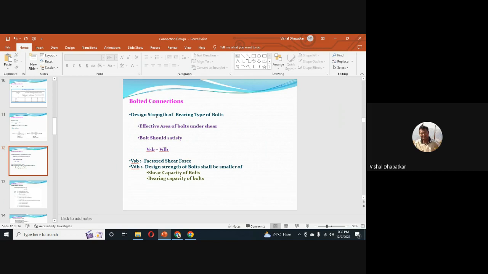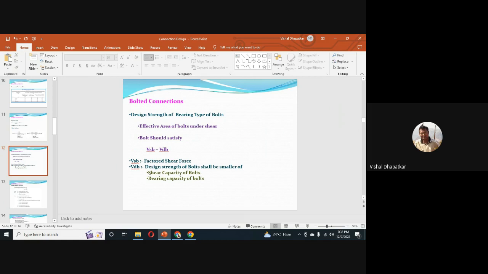Now the design strength of a bearing type bolt. First is the effective area of the bolt under shear, right? The bolt should satisfy VSB less than or equal to VDB. VSB is the factored shear force. This is the force which is generated during the analysis. Once you apply all the loadings and all combinations, there will be some force in the member. That is VSB. Then VDB is the design strength of the bolt, which shall be the smaller of the shear capacity of the bolt or the bearing capacity of the bolt.